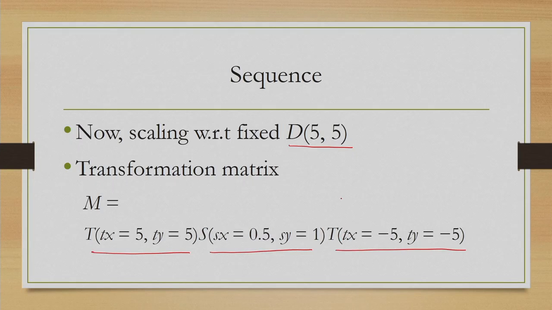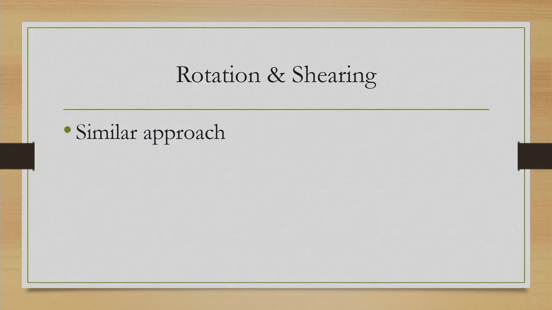So, first we translate this fixed point to origin. So, T x will be minus 5, T y will be minus 5. Then we perform scaling with respect to origin along the x axis, that is S x will be half, S y will be 1, and then we translate back this point to the original position, that is T x equal to 5, T y equal to 5. That is the composite matrix. Once we get this composite matrix for scaling, we apply it to the points to get the transformed points.